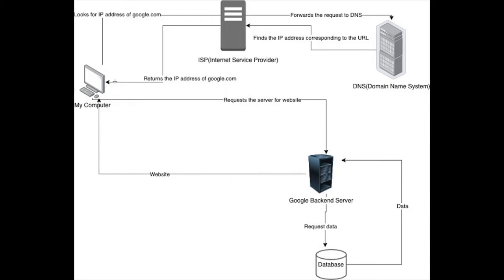Now the first step is cleared. We got the phone number of the grocery store. Now what we do is we contact the grocery store. Same thing will happen over here. Now we'll go and contact Google. We have the address of google.com. Now we'll contact Google and ask for the particular website.